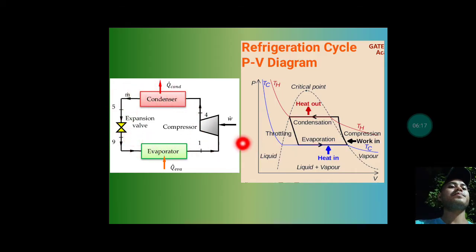So as you can see, here we have a PV diagram. Okay, so as you can see, first let's go from the compressor. So compressor from 1, so here's the 1.